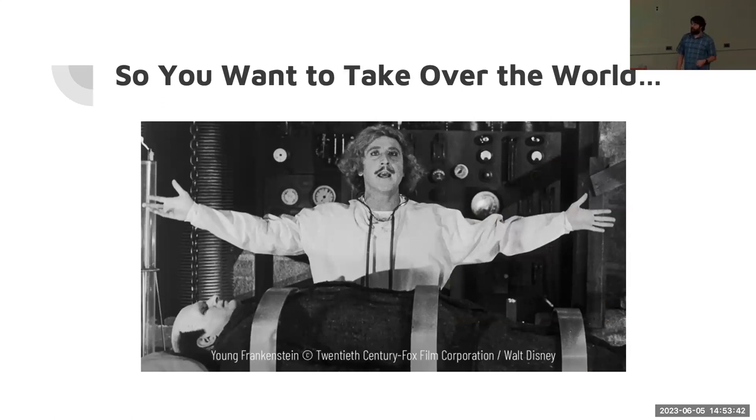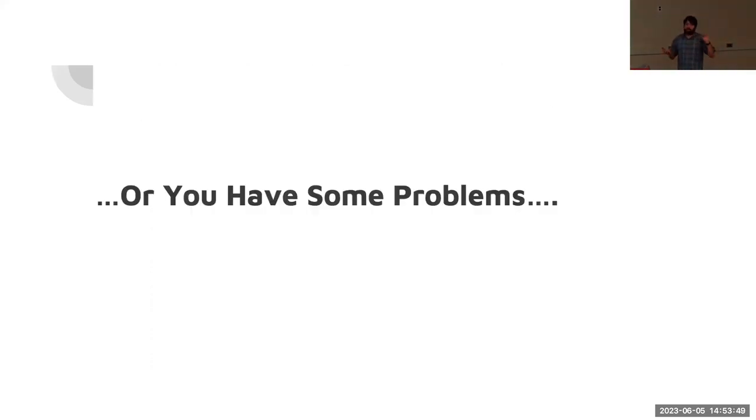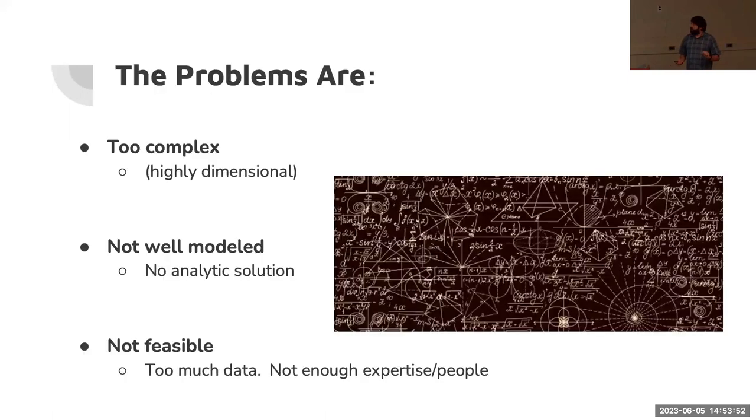a lot of fanciful things. I took it that everybody here wants to take over the world. Okay, maybe not that. You have some particular problems, and these problems typically are too complex, and by too complex, I mean highly dimensional. I can hit about five dimensions, and okay, I have a breathing ball that's changing colors. I can do about five, then it breaks down. If I have 1,000 dimensions, I can't do it. You probably can't do it either. That's what I mean by too complex.